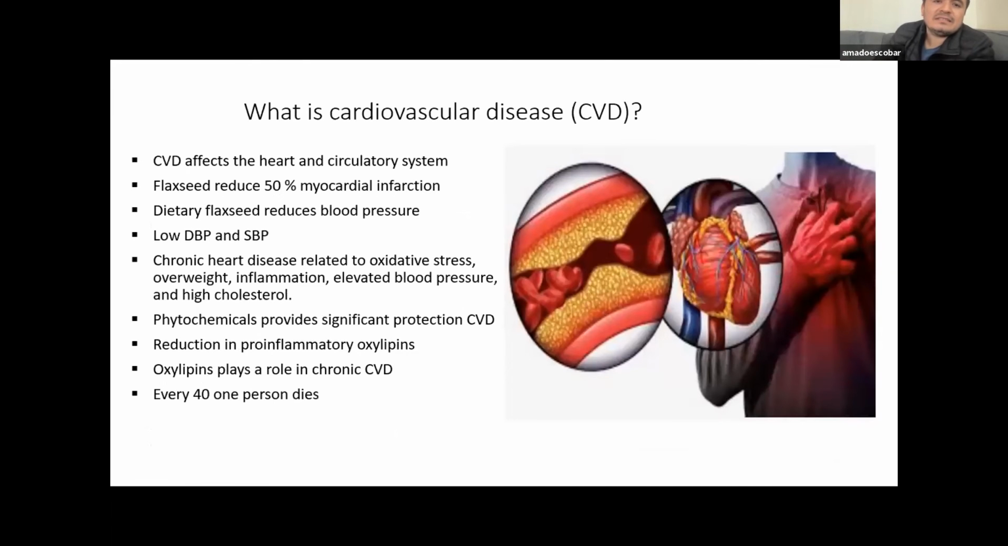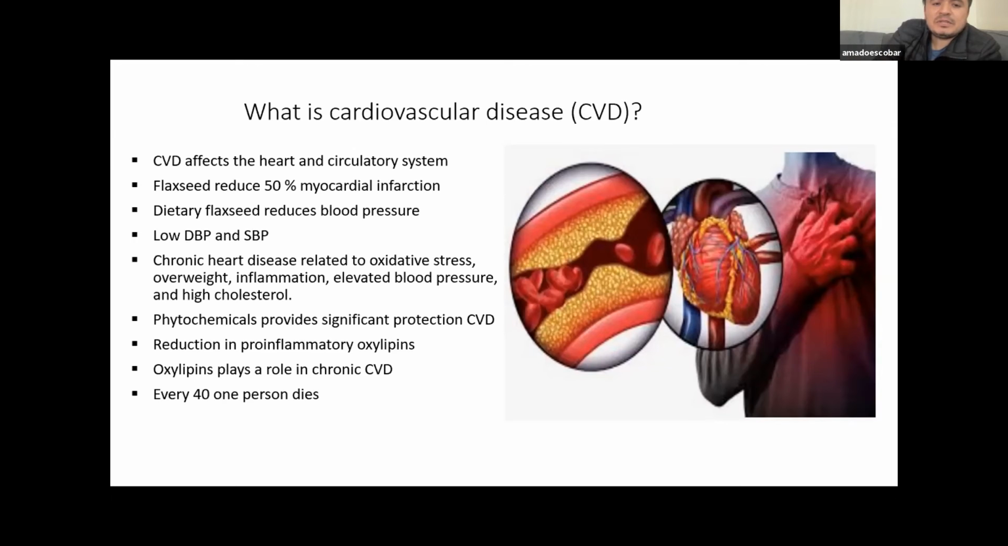So now we move to the cardiovascular system. Flaxseed helps to reduce the bad cholesterol levels in the system. And the studies also show that patients who had a diet of flaxseed showed reduced diastolic blood pressure, and it helps to reduce the systolic blood pressure. Also, chronic heart disease is related to oxidative stress, overweight, inflammation, and elevated blood pressure. So flaxseed helps with all of this, and this has been proven scientifically.